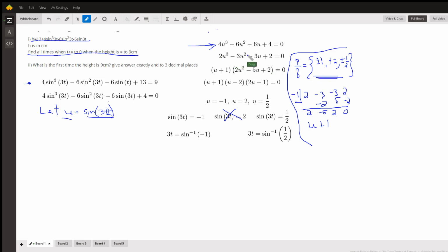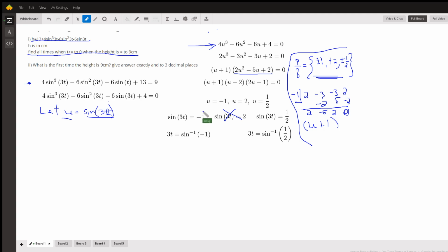Quick check of 1 reveals that 1 doesn't work, so I try -1 right away and get that remainder of 0. So yes, u plus 1 is a factor, and the remaining factors are 2u squared minus 5u plus 2. Use whatever means you want to find the values of u here. This trinomial actually factors: u minus 2 times quantity 2u minus 1. So u equals -1, 2, or 1/2.